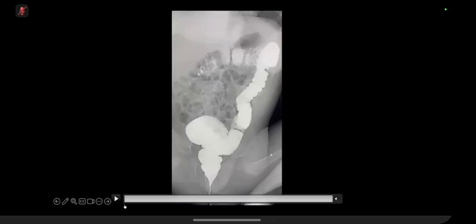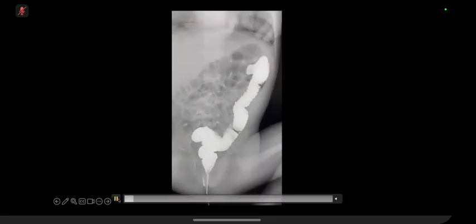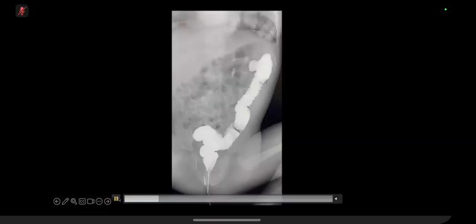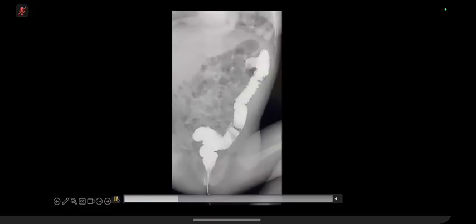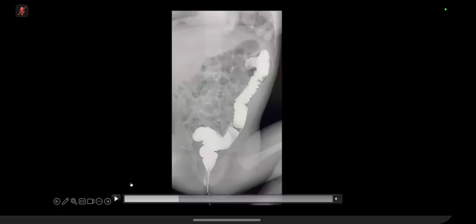So candidate number 3, what do you think is happening here? Yes, there is intussusception, and you already diagnosed it on ultrasound, right? So you said that we should move to the pneumatic reduction, right? Yes. So this is the barium enema, and we are trying to reduce the intussusception here. So see carefully what you can observe.